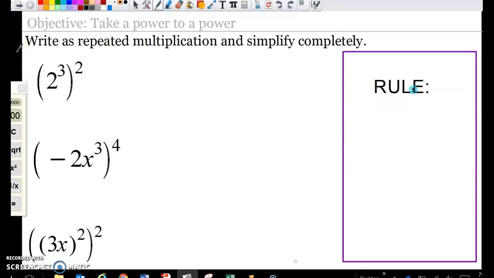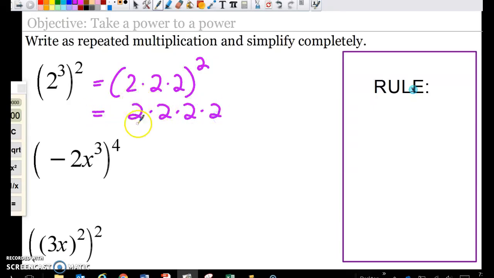What if I take a power to a power? What does that look like? Well, if I have 2 to the 3rd, that's 3 2's. 2 times 2 times 2. And I raise that to the 2nd power, which means this whole base needs to be multiplied by itself again. 2 times 2 times 2 times 2. That's the first one here. Then the second one. Another 3 2's. Right? That's the first base. Second base. How many 2's do I have?